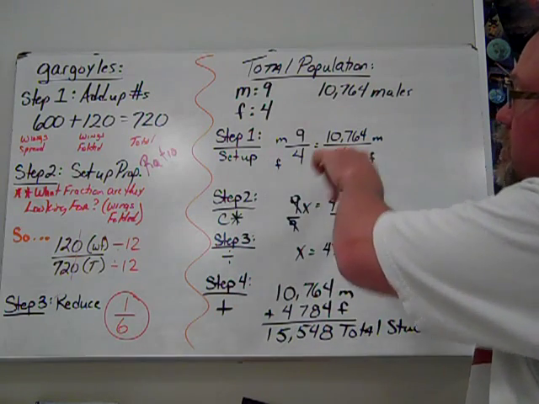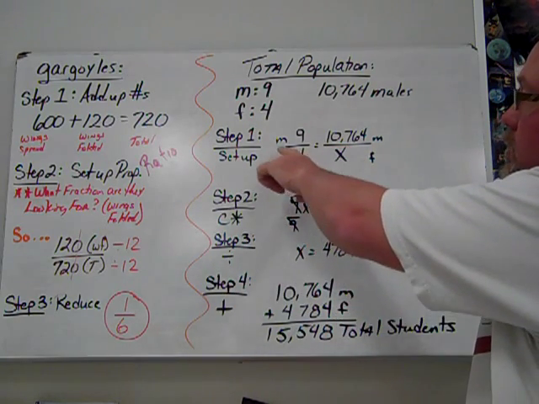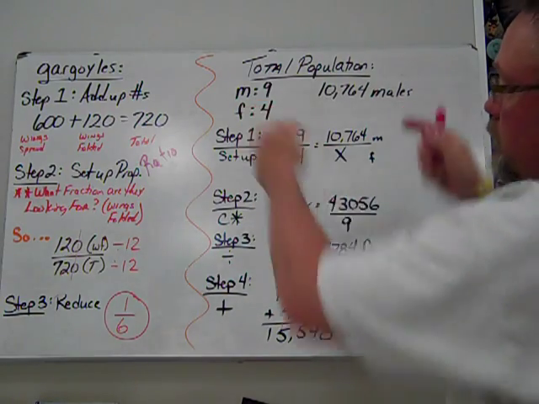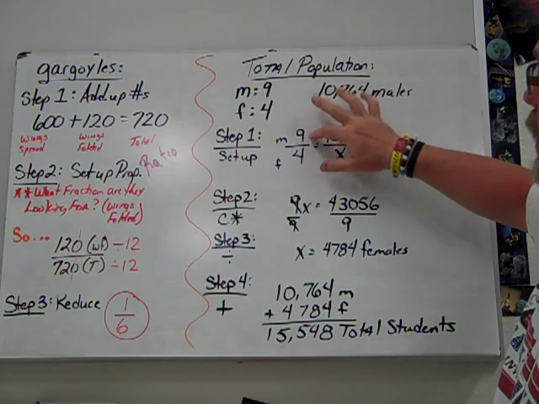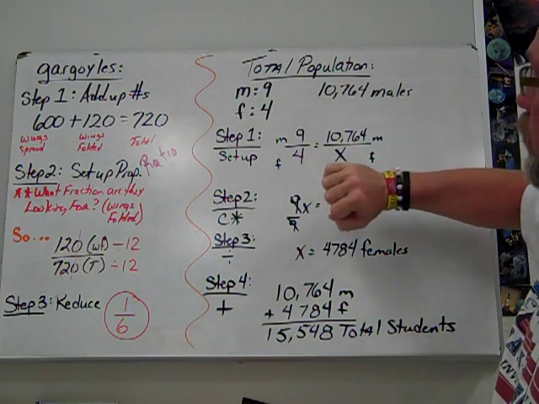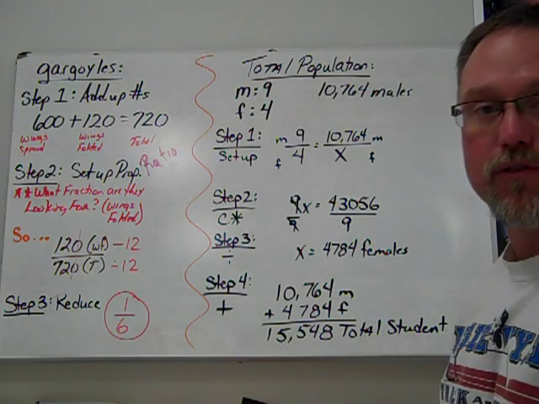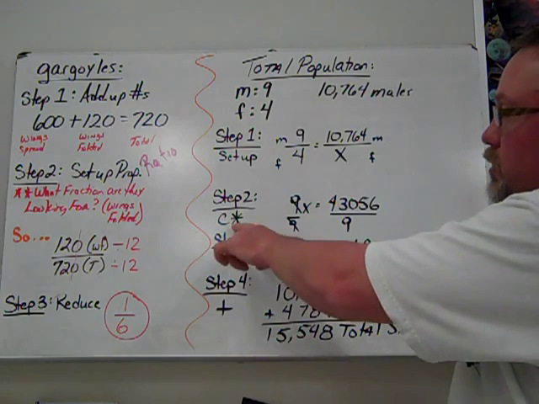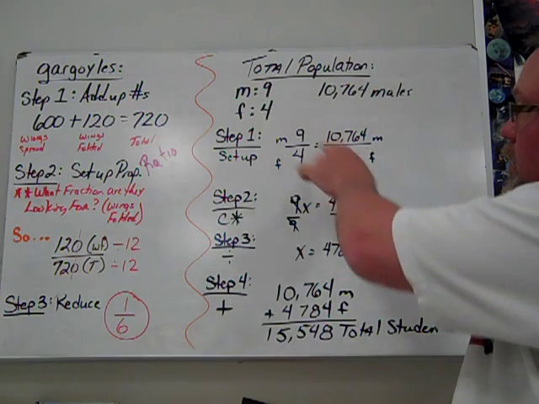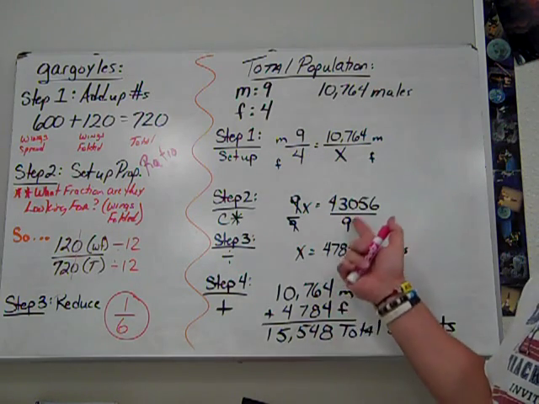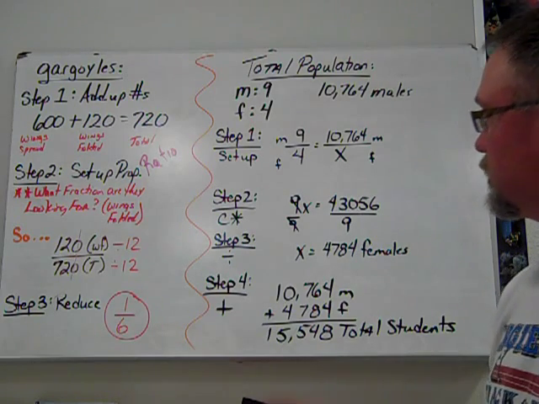The first thing we're going to do is set up our proportion. So males we can put on top. We could also put it on the bottom, which means our females would go on the top. So we have 9 over 4, so 9 males, 4 females. Our total of males here, and we're looking for the total of females here. In step 2, we're going to cross multiply up here. So we end up with 9x. 4 times the 10,764 gives us 43,056.